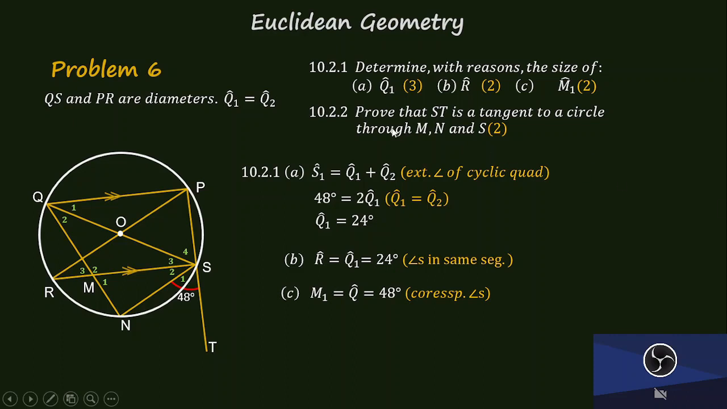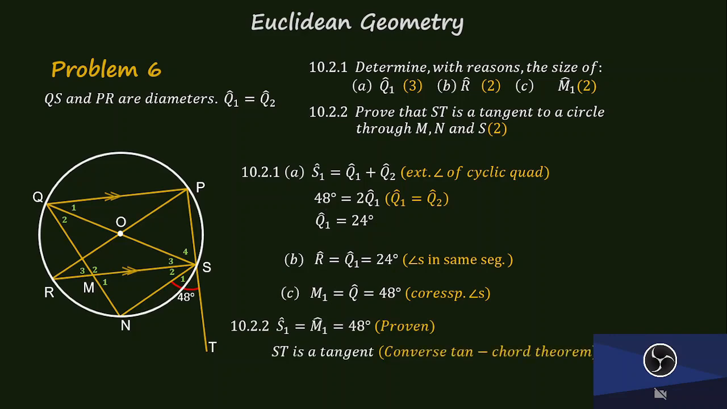Lastly, we are required to prove that ST is a tangent to the circle through M and S. So there's an imaginary circle M and S. We are required to show that ST is a tangent. What is it that they want us to do here? Remember the converse of theorem 6, the tan-chord theorem. All we have to do is show that S1 equals M1. But that is already done. M1 is 48 degrees, S1 is 48 degrees. Therefore, ST is a tangent to the second circle.